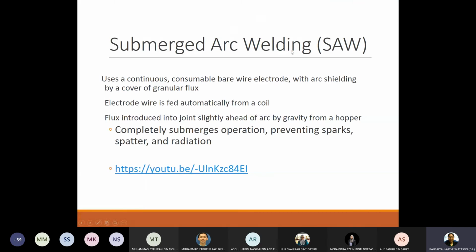Then we come into submerged arc welding. It uses a continuous consumable bare wire electrode, with arc shielding by a cover of granular flux. So the electrode wire is fed automatically from a coil, and flux is introduced into the joint slightly ahead of the arc by gravity from a hopper. So you pour in some granular flux ahead of the welding process. It completely submerges the operation underneath the flux, and it prevents sparks, spatter, and radiation.